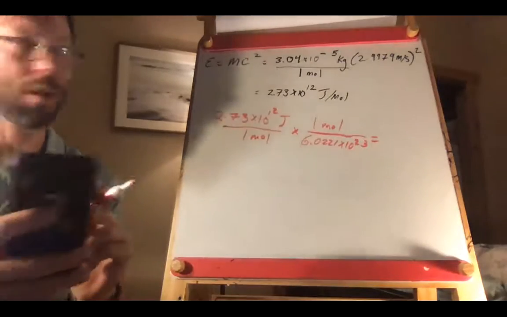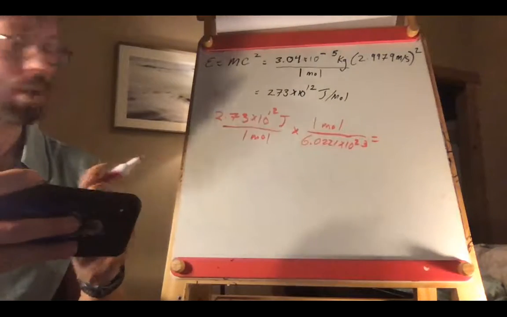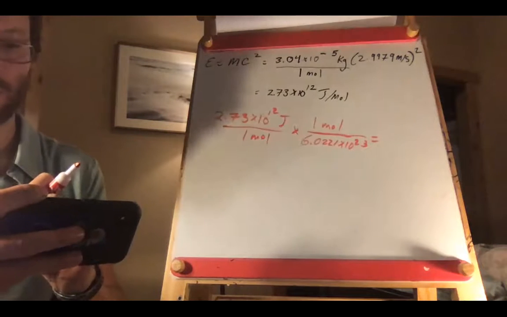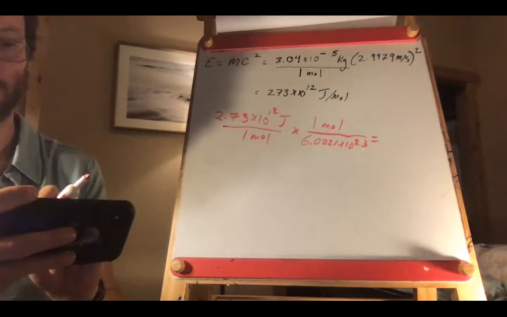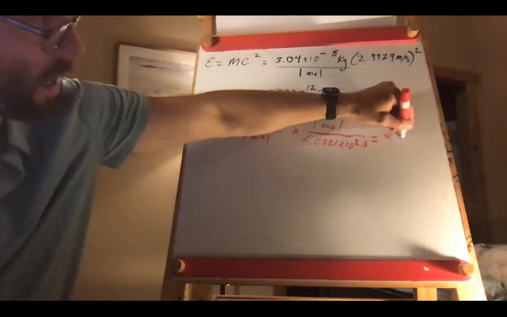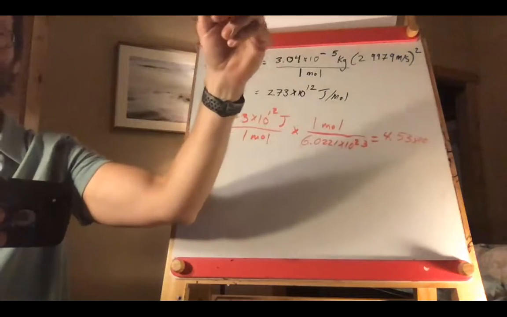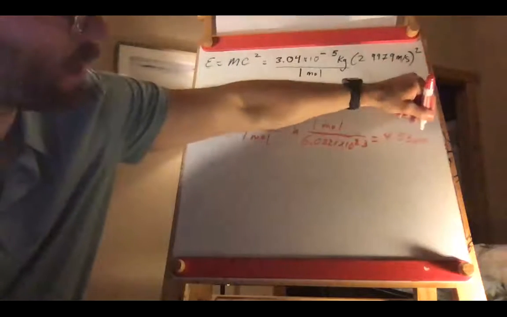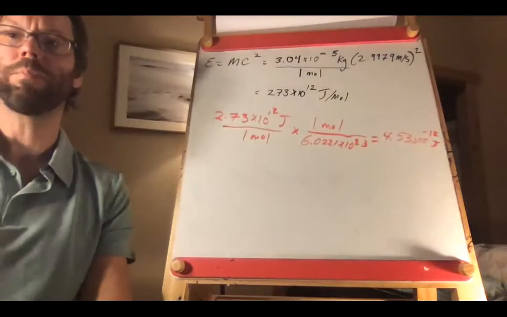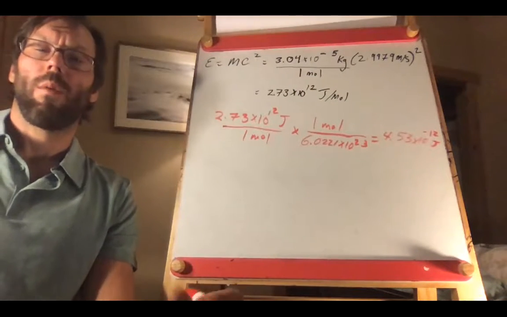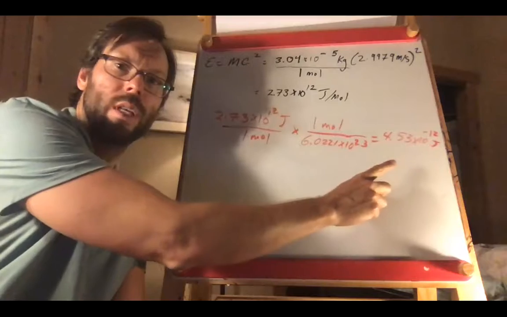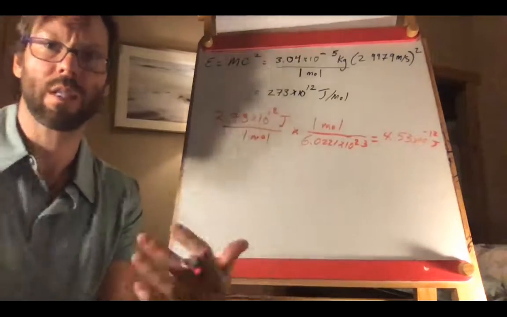And if we do that, 2.73 times 10 to the 12 divided by 6.0221 times 10 to the 23rd, I get 4.53 times 10 to the negative 12 joules per nucleus, which is what they're asking for in B, right?